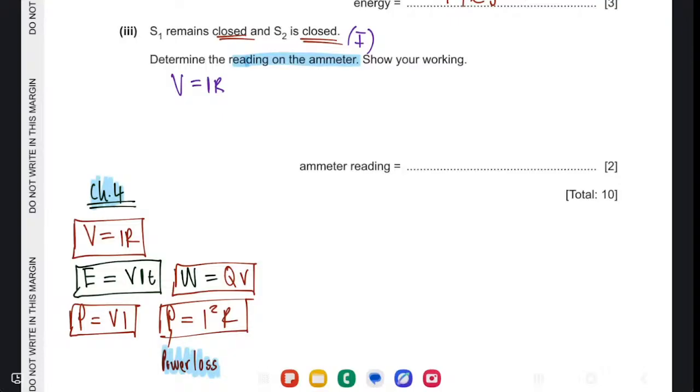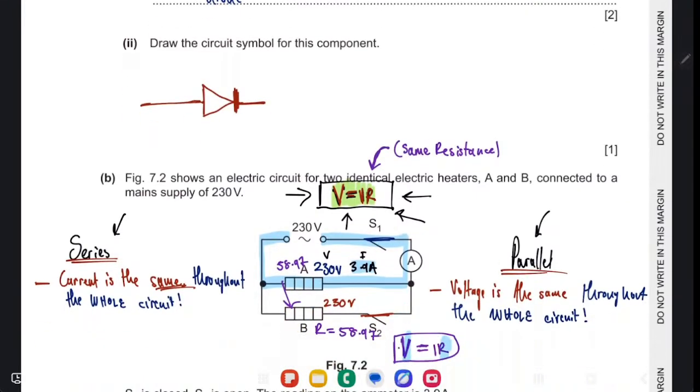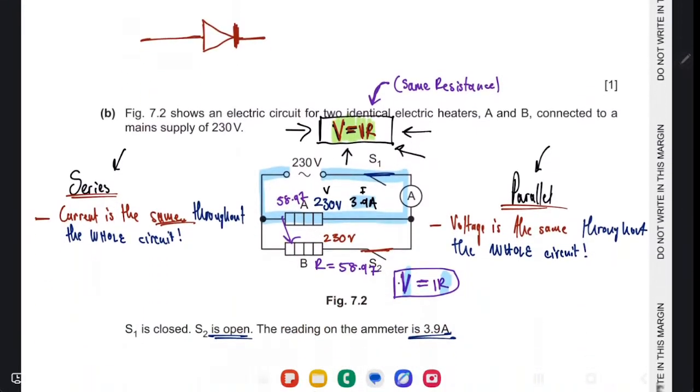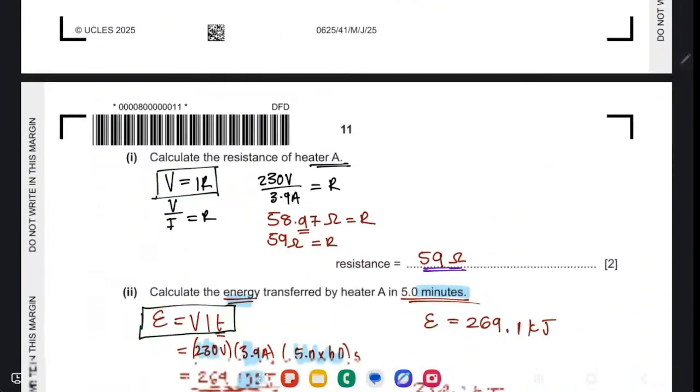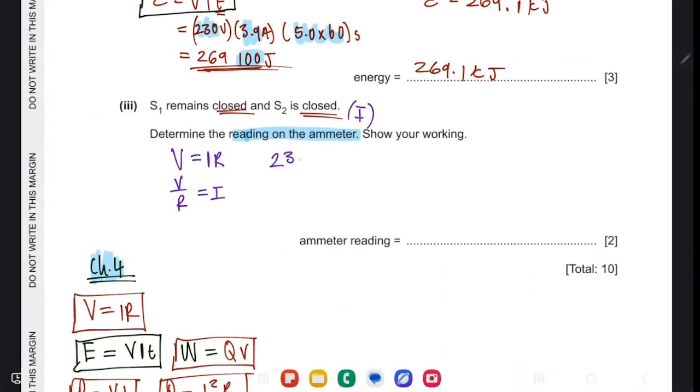You use the rules, but after using the rules, you come back here. You had two things. You had V and R. Students, don't let me down now. So here you say V over R. This gives us I. What is the V? 230 volts. What is the R? 58.97. So 230 volts divided by 58.97 ohms.